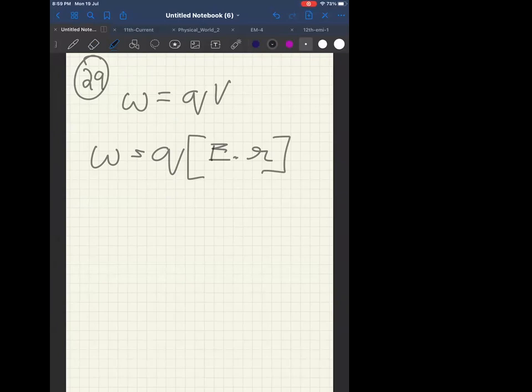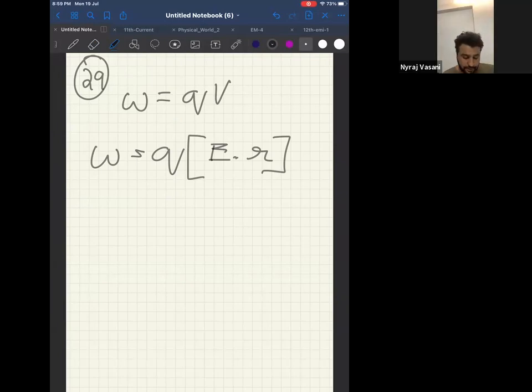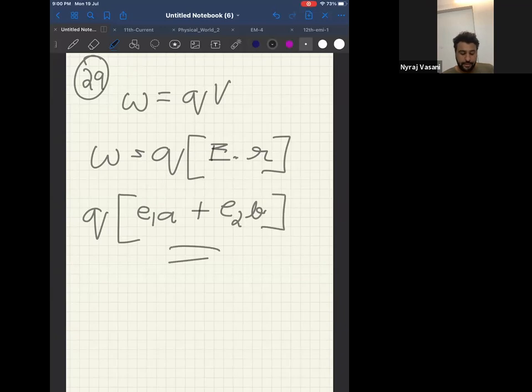If you look at the options, Q is kept as it is. Just check. In all the options, Q is kept as it is. Therefore, Q, I'll keep it as it is. Now I have to do E dot R. If I multiply the i component, that will become E1 A plus E2 B. K into 0 will be 0. Therefore, I get the answer as A. Just check, answer is A.